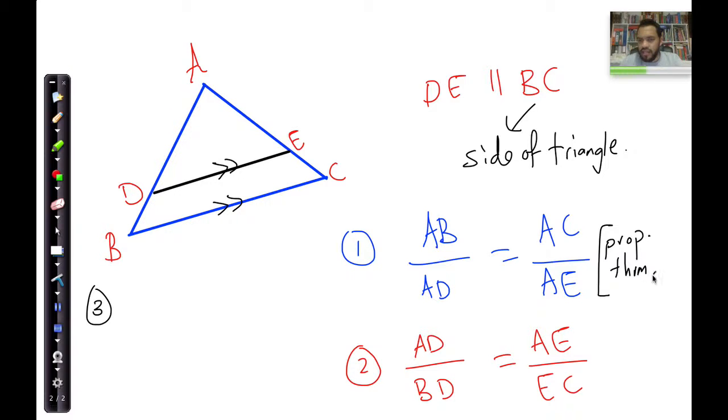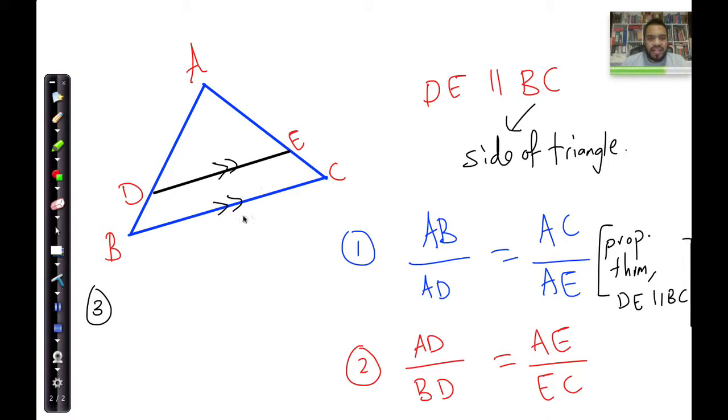Right, THRM. And then I'm going to name my parallel lines. Because remember, the theorem says if a line is drawn parallel to a third side of a triangle, then this statement is true by the proportionality theorem. So the reason for me applying the theorem is DE parallel to BC. And there we go. The same thing here, same reason.